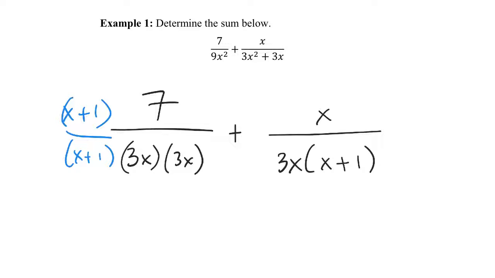And remember, it's always missing in the top and bottom when you multiply, because you have to multiply by 1, which is a number over itself. On the right-hand side, what's missing? 3x.